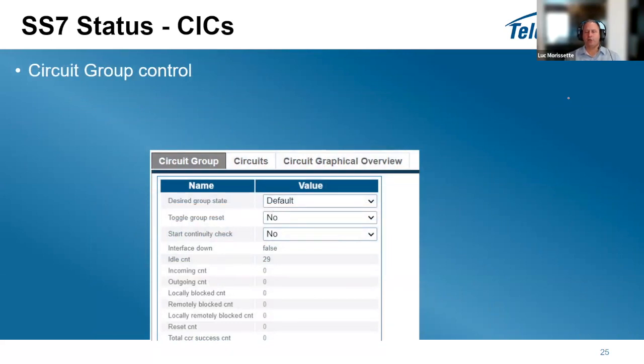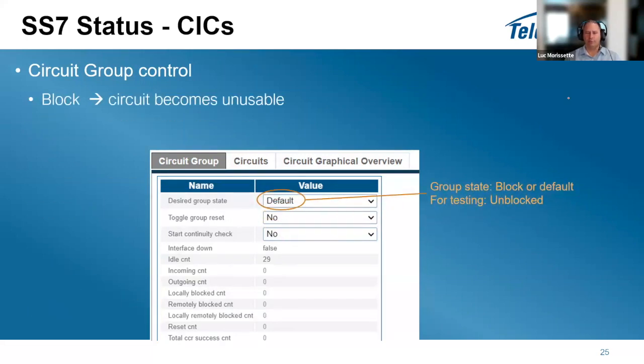You can control the circuit groups or per circuit as well, but here I'm showing the circuit groups. For example, if you're in circuit groups, you can say, I want to block all the circuits of that circuit group. And so you have three choices: block. When you do block, it will send a block message to the other side. The other side will say, yes, I'm okay to block all these circuits. That's of course when you want to deactivate that T1. You don't want the other side to use that T1 with those time slots.